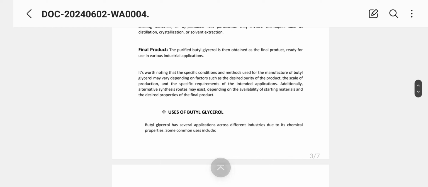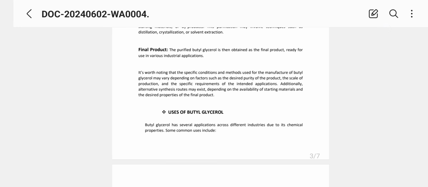It is worth noting that the specific conditions and methods used for the manufacture of butylglycerol may vary depending on factors such as desired purity of the product, the scale of the production, and the specific requirements of the intended application. Additionally, alternative synthesis routes may exist depending on the availability of starting material and the desired properties of the final product.